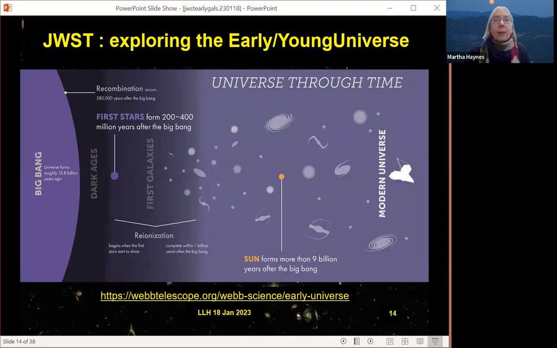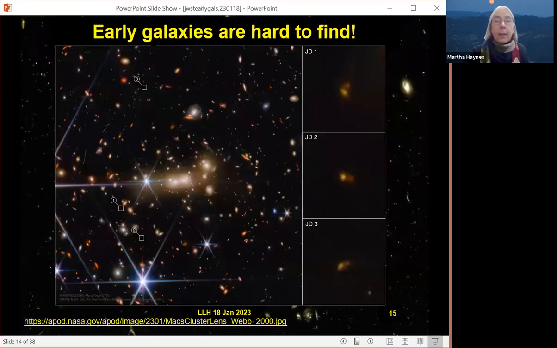Okay, so back to our topic: JWST explores the early young universe. Again, what we're interested in is trying to understand what happened 100 million years after the Big Bang. And before JWST, we have not been able to observe that far back for a variety of reasons, which we're going to talk about now.